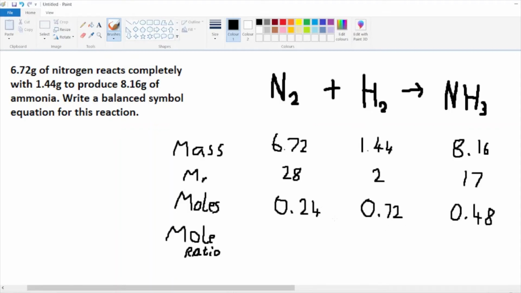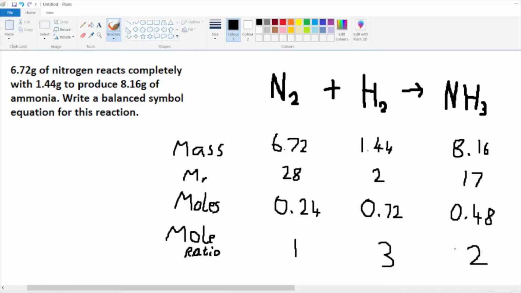So 24 times 2 is 48, 24 times 3 is 72. But there's a small trick you can do. You can divide all of the moles by the smallest number of moles you have. So 0.24 divided by 0.24 is 1, 0.72 divided by 0.24 is 3, and, sorry, I'm saying it the wrong way around, 0.48 divided by 0.24 comes out to be 2.